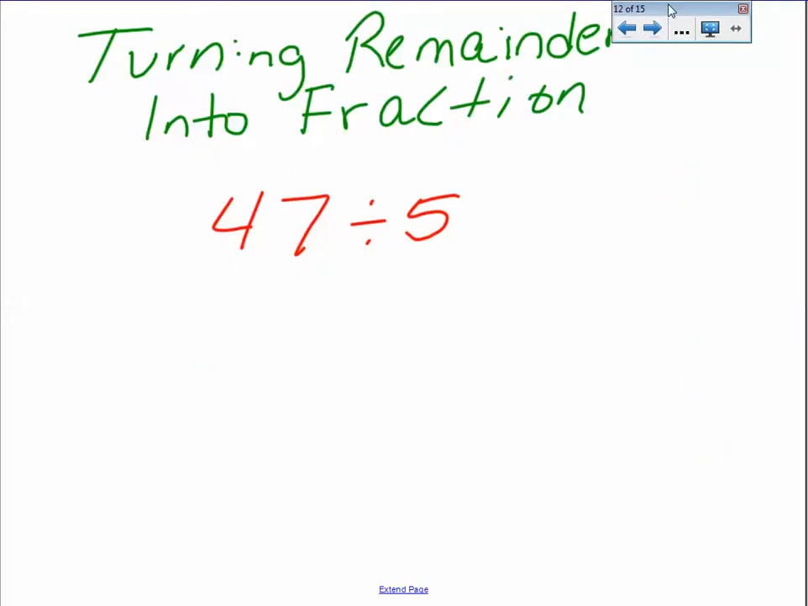Alright, now I want you to see how to take that remainder and make it into a fraction, if that's something that we need to do. And it's really, really simple. Okay, 47 divided by 5, my dividend, my divisor, 47 divided by 5. Okay.